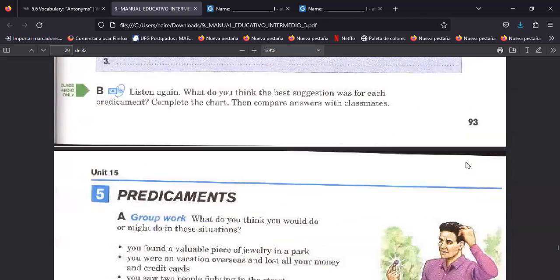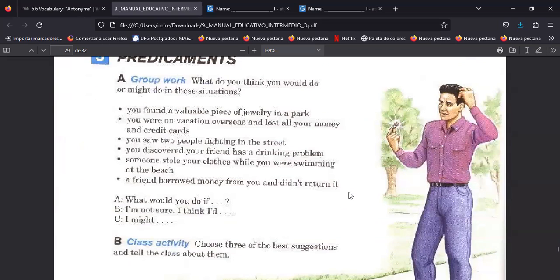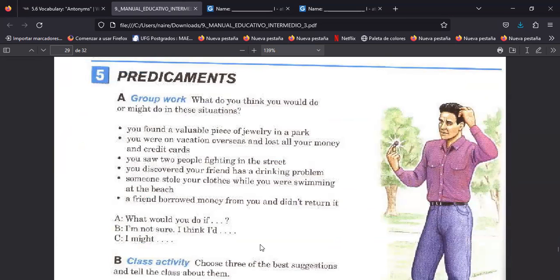So now, look at this. We have some more ideas to think about. For example, what do you think you would do or might do in these situations? You found a valuable piece of jewelry in a park. So what would you do? Could you give me some ideas? Think about some ideas. I would, for example. So what will you do?